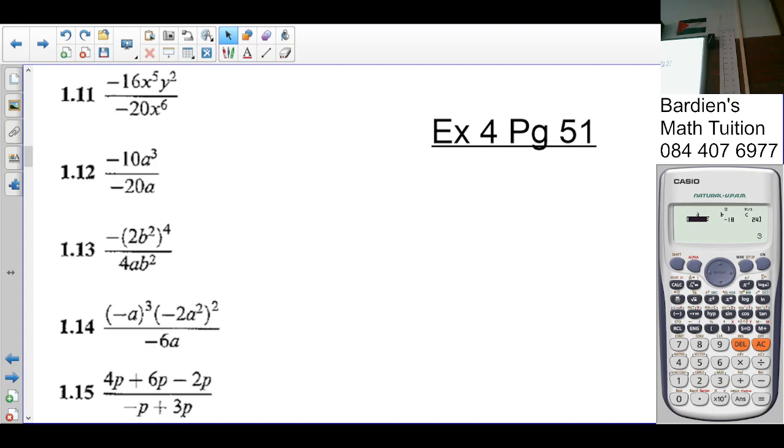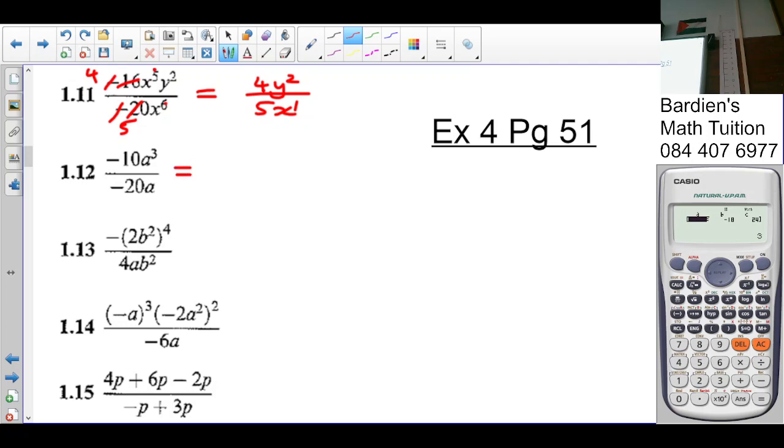Number 1.11. Answer is 4y squared over 5x. Absolutely correct. Negative divided by negative is positive. 4 goes into 4 once, and 5 goes into 25 five times. That's how I get 4 over 5. There's more y's on top, so it's y squared. And there's more x's at the bottom, which is x. 6 minus 5 is 1. Okay, you don't need to put that one.